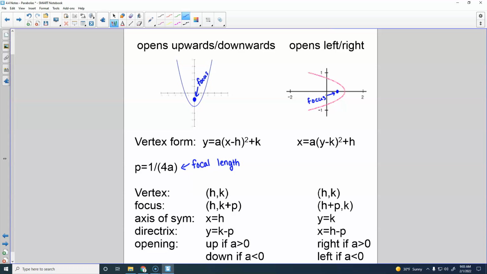And then your vertex is going to be h, k, the opposite of the sign here, and then this sign right here does not change, so that would be your vertex. Vertex is that turning point. Let's label it. Over here we'd have a vertex as well.